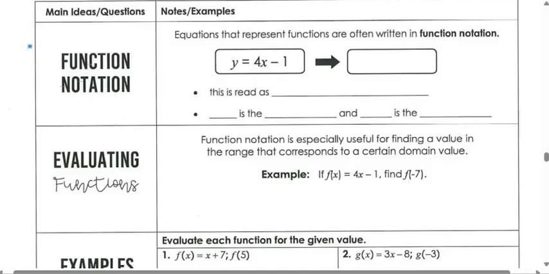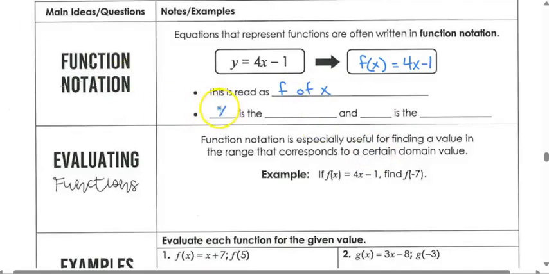Now where this gets a little tricky is when we talk about something called function notation. So you're used to seeing equations written like this. We can also write them like this: f of x equals 4x minus 1. So instead of y equals, we usually say f of x. It could be g, it could be a different letter, but we put the x or the f in parentheses. So this is read as f of x.